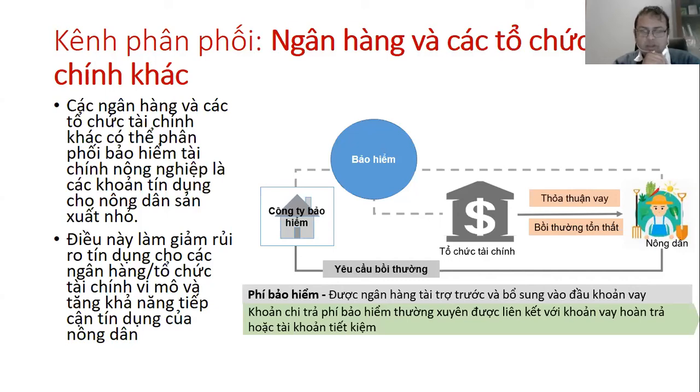So, okay, that's in terms of the banks and other financial institutions. And then another channel I wanted to talk about briefly is linking agriculture insurance to agribusinesses. So in the next slide, we talk about this.